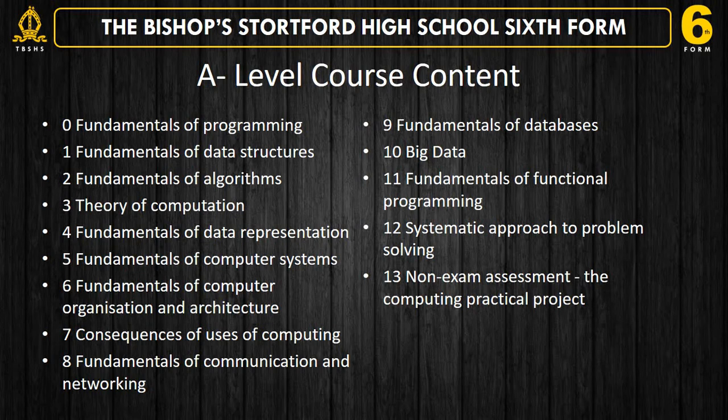The A-level course content consists of 14 different components that you see here. I know there are many different ones, for example, big data, fundamentals of algorithms, theory of computation, data representation, and so on. Some are really interesting and modern, such as big data, which deals with the collection and processing of large volumes of data, for example, by companies such as Google or Amazon. Others are the backbone of the course, such as fundamentals of programming, data structures, and algorithms.